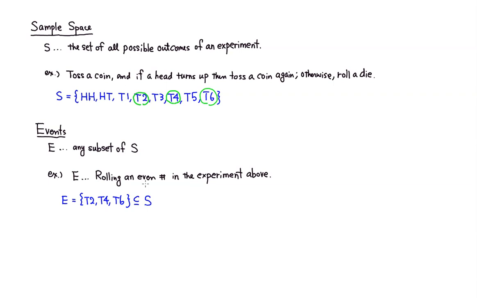So a sample space is the set of all possible outcomes of an experiment. An event is simply a subset of that set. That's it. I hope that this was clear.